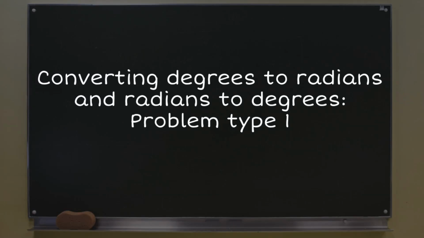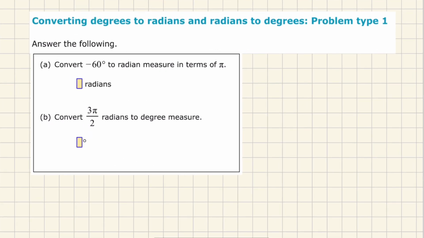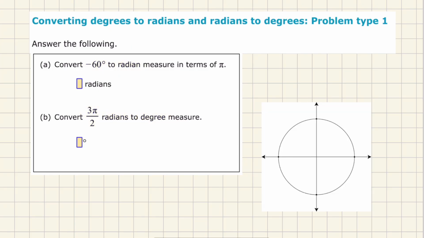In this video, I'll be helping you with the ALEKS problem type called converting degrees to radians and radians to degrees, problem type 1. We're given two conversions here. First, negative 60 degrees to radians, then 3 pi halves radians to degrees. In order to do either of these conversions, we need to know a conversion factor.